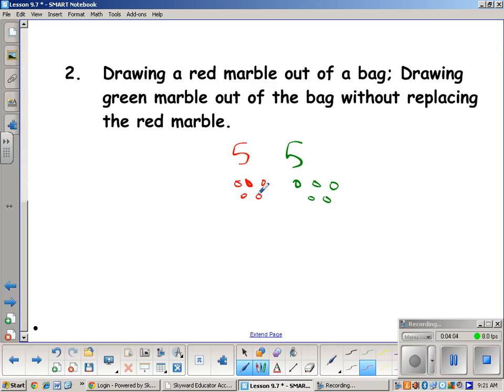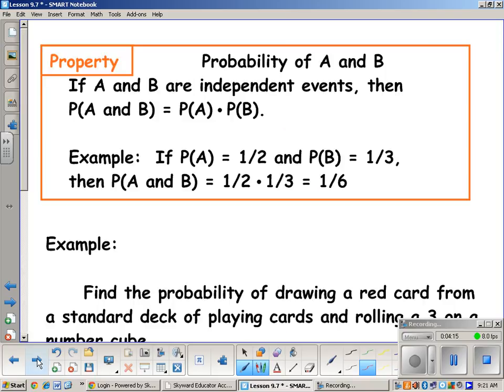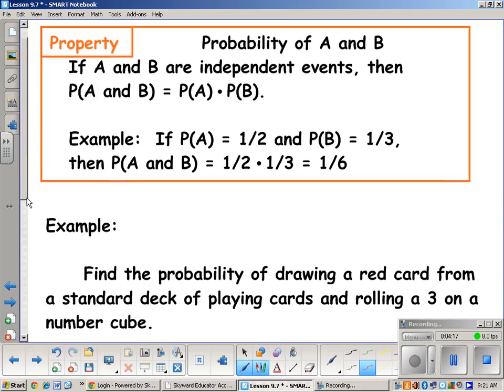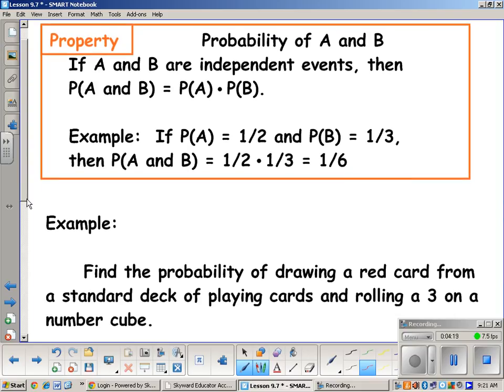And so that is called what? Dependent. So that's a dependent situation. Okay? All right, we have a property here to copy down, and an example.